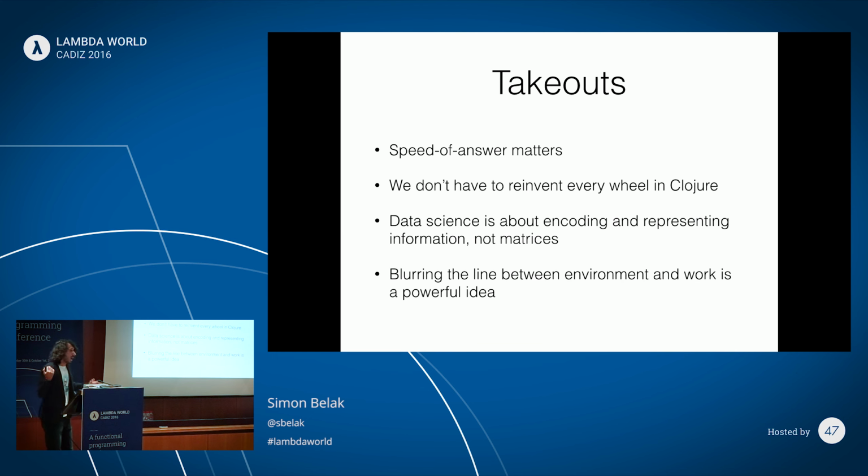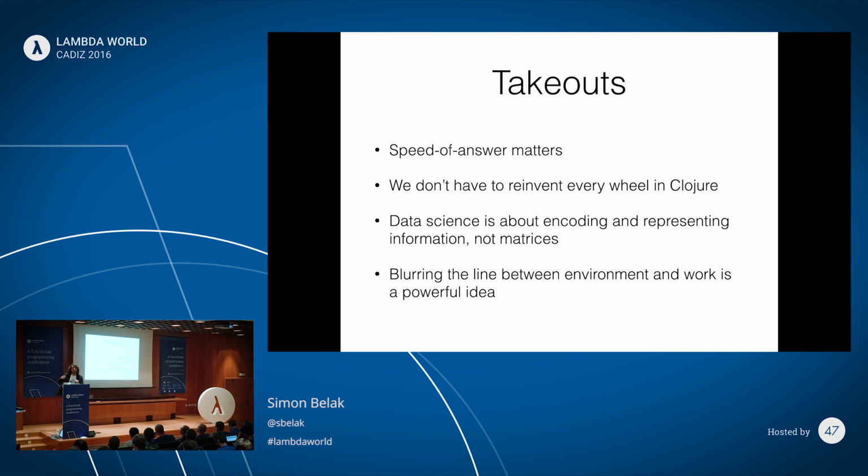Right, so in conclusion, there are four main things I would like you to take from this talk. The first one, and this is probably the most general one, is that when doing data science, especially the more exploratory kind, speed of answer actually matters. It qualitatively changes the dynamics of using data in your company, and this has very widespread ramifications.